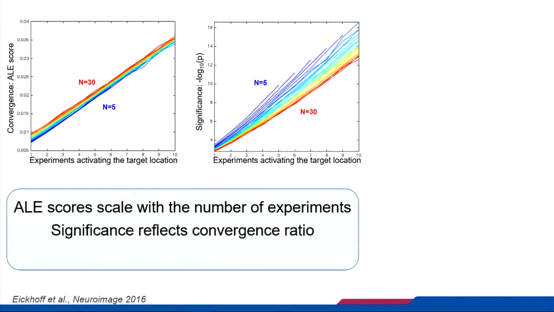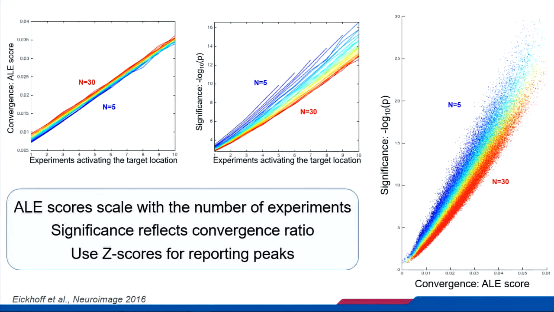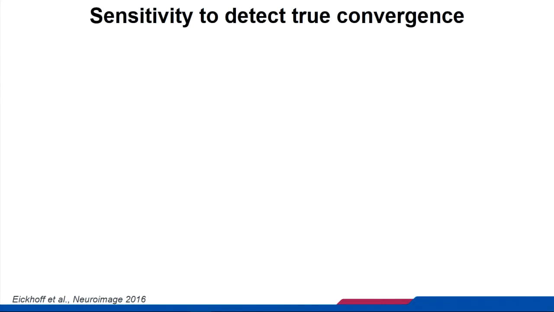And what we found out is a few things. So first of all, ALE score scales with the number of experiments. The more experiments, the higher on average your ALE score. It's just if you have more things overlap. And then obviously the significance in turn reflects the convergence ratio. So the critical aspect here is, do not report ALE scores. They're completely useless. They don't give anybody any insight. They just scale with the number of experiments. Report statistical values, z-scores or p-values.